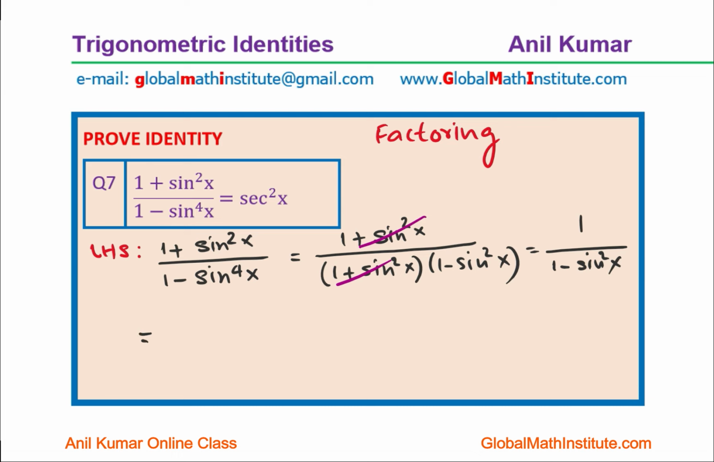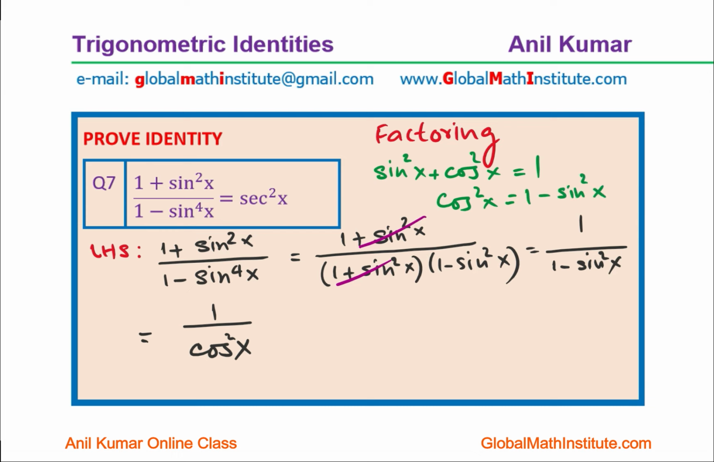Now what is that equal to? Well, that is equal to 1 over cos²x. How do you know? Well, very clearly, we know that sin²x + cos²x is 1. That is the Pythagorean identity. And therefore, we can take sin²x to the other side, leaving cos²x equal to 1 − sin²x. Is that clear to you? So that is how we do it.